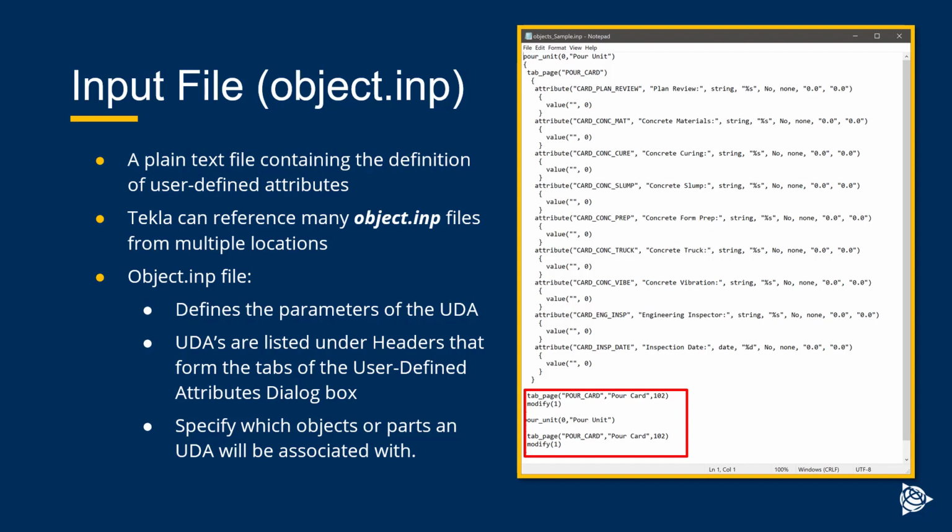So down here below, we are using our pour card tab page, and we are applying this to pour units specifically. However, in other examples, you may see parameters or concrete parameters applied to concrete beams, concrete columns, concrete slabs, and so on and so forth. So you may have quite the list down here below on where one tab is applied.